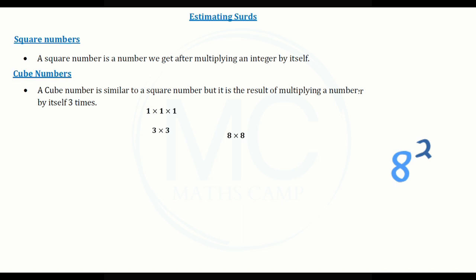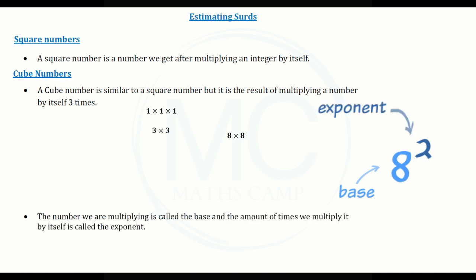The number we are multiplying is known as the base. In this case, 8 is our base, and the amount of times we multiply it by itself is known as the exponent. Here we are multiplying 8 by itself twice, so 2 is our exponent. We know that 8 times 8 is 64, so we can say 8 squared is 64. And we also know that 2 times 2 times 2 is equal to 8, so we can say 2 cubed is equal to 8.